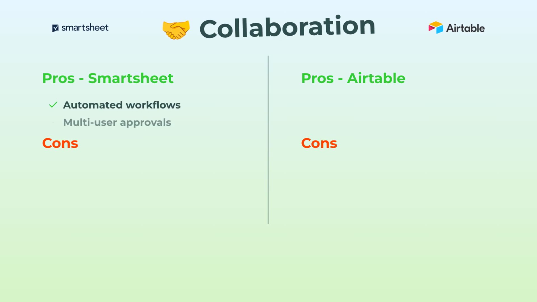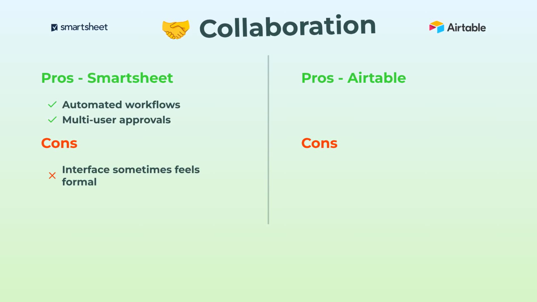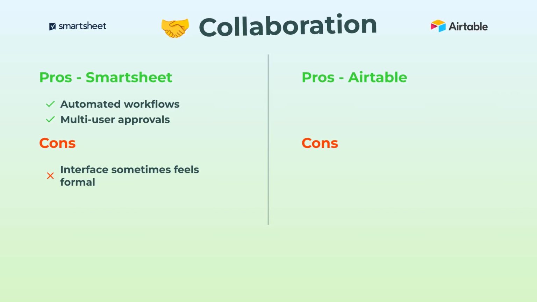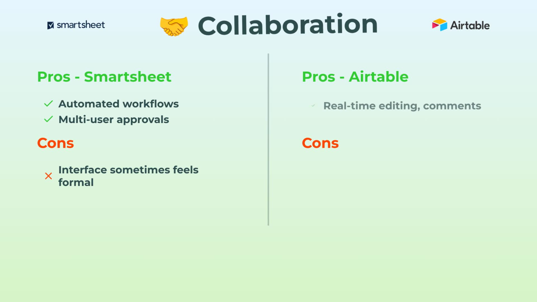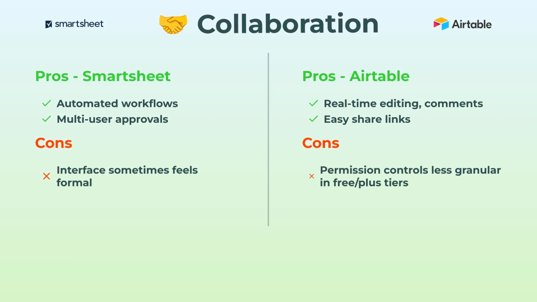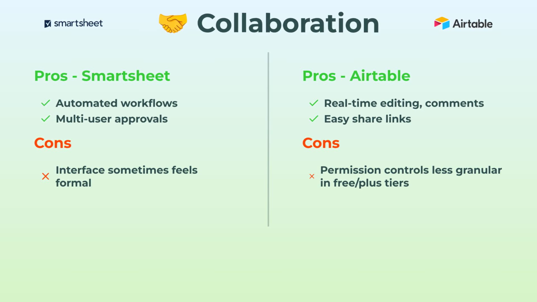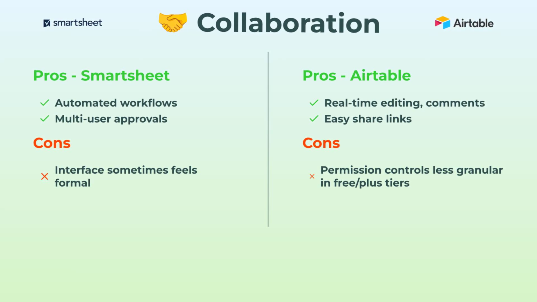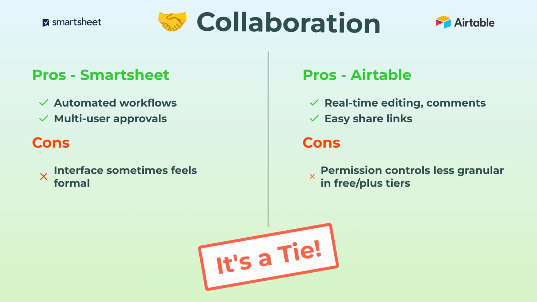Next, collaboration, which for most of us is where the magic or chaos happens. Smartsheet's geared up for all sorts of workflows, so stuff like automated approvals and multi-user check-ins. Super smooth. Sometimes though, the interface feels a little, well, formal, like you're working at a bank. Airtable though, it's all about that real-time, everyone jumping in energy, easy comments, quick link sharing. The only thing is, if you're on the cheapest plans, the permission controls aren't quite as tight.